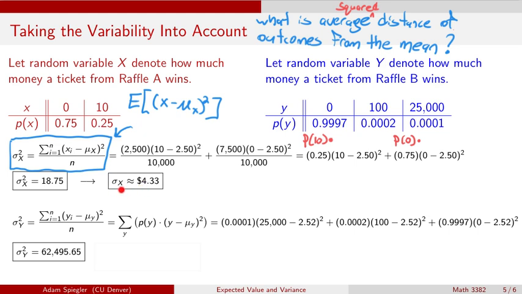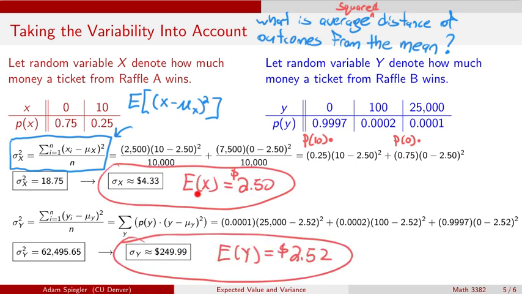So the standard deviation for random variable x is $4.33 compared to the standard deviation for random variable y, which is approximately $250. And so taking all of this into consideration, both the expected value and the standard deviation, Raffle A, we're not expected to win as much money, but there's not a lot of variability here. So there's not as much of a chance of winning no money. We have a better chance of winning some money, just not a whole lot.